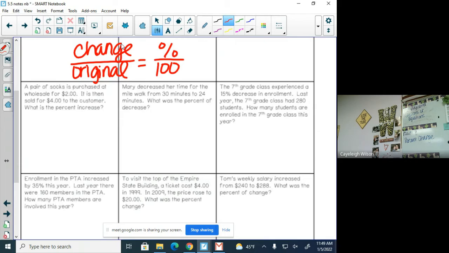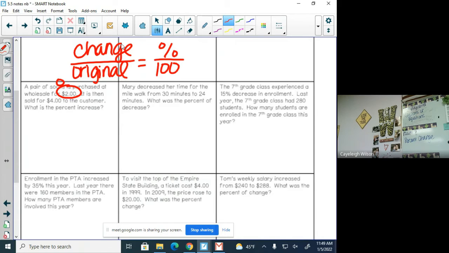Okay, so let's look at this first one to kind of refresh us here. It says, a pair of socks is purchased at a wholesale for $2. It is then sold for $4 to the customer. What is the percent increase? So what percent did it increase by? I first have to ask myself, what was the original cost of the socks? What did they originally pay for it? $2. So I'm going to circle this and put an O above it because that's the original cost they paid first.